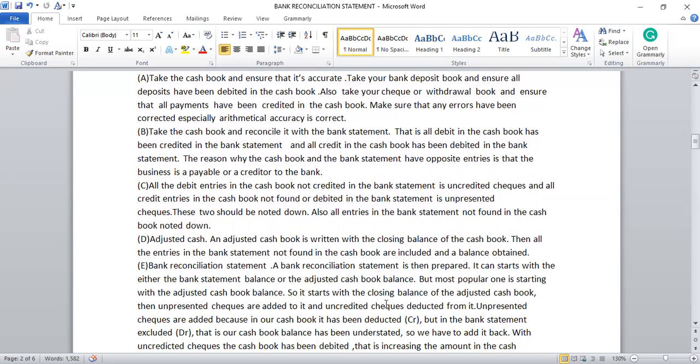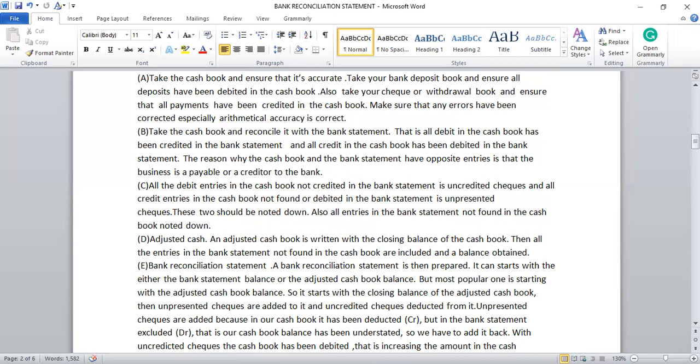It starts with the closing balance of the adjusted cash book. Then unpresented checks are added to it and uncredited checks deducted from it. Unpresented checks are added because in our cash book, it has been deducted, that is credited. But in the bank statement, excluded, that is not debited. That is, our cash book balance has been understated. So we have to add it back.